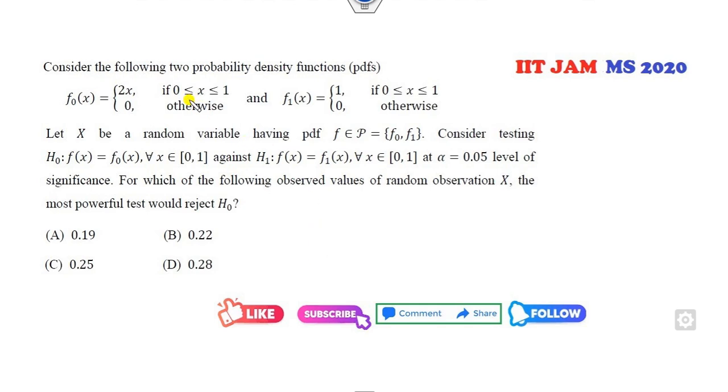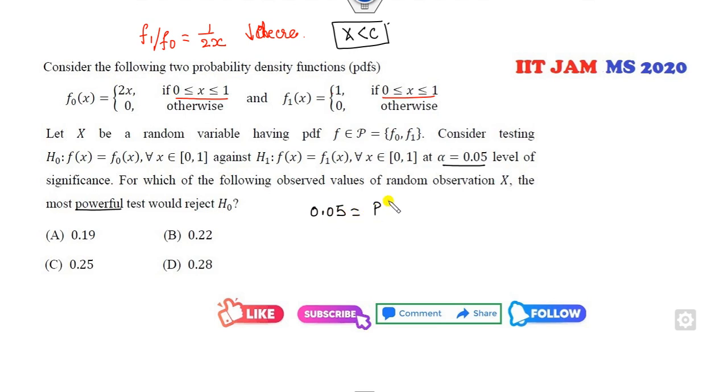Okay, look at this another one. You can see both the values are same. So what is my f1 over f0? 1 over 2x. Once you take 1 over 2x, clearly this is decreasing. So the critical region is x less than c. Once it's less than c, then alpha is given to you. Which of the following is the most powerful test which will be rejected? So 0.05 is the probability x less than c under the case of H naught.